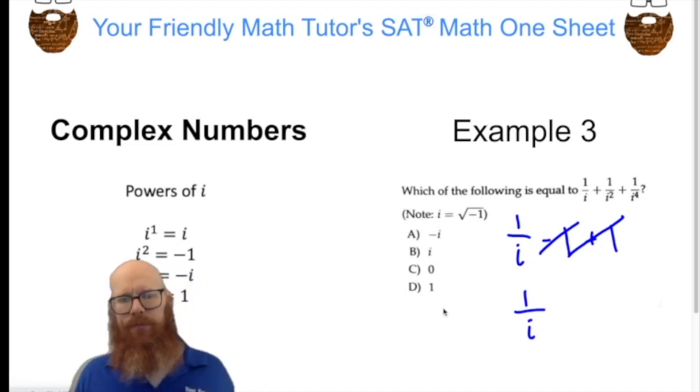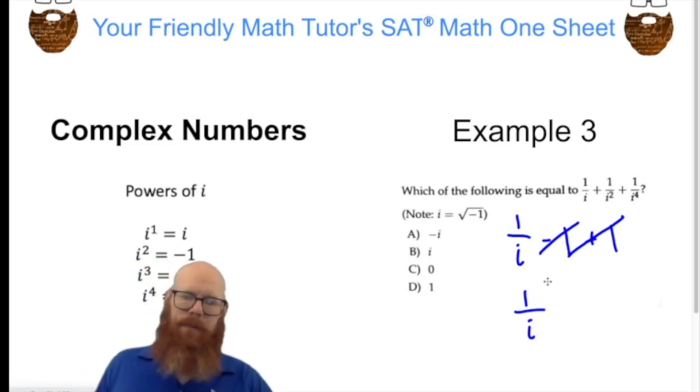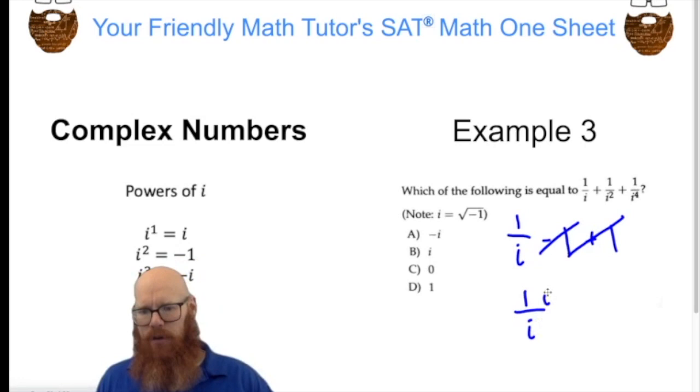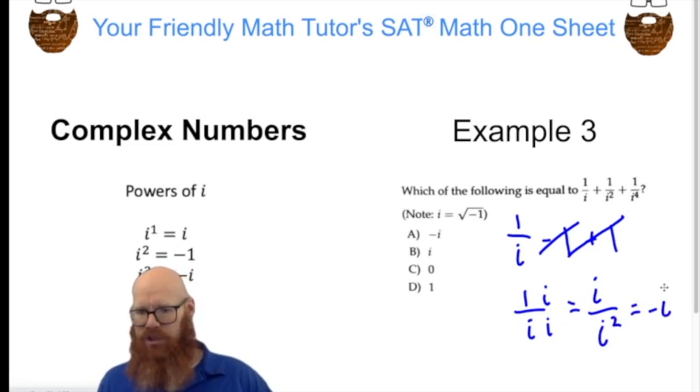So also what we have to do with complex numbers is we have to know how to multiply top and bottom to clear the i. If it's just i, I would just multiply top and bottom by i. That way I'm going to get i over i squared. But i squared, again, is -1. So I have i over -1, which is really just -i. So the final answer is A, which is -i.